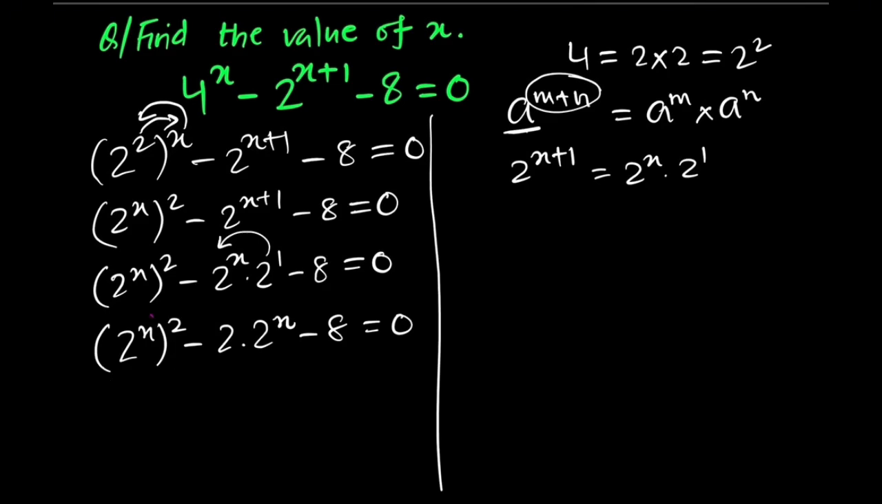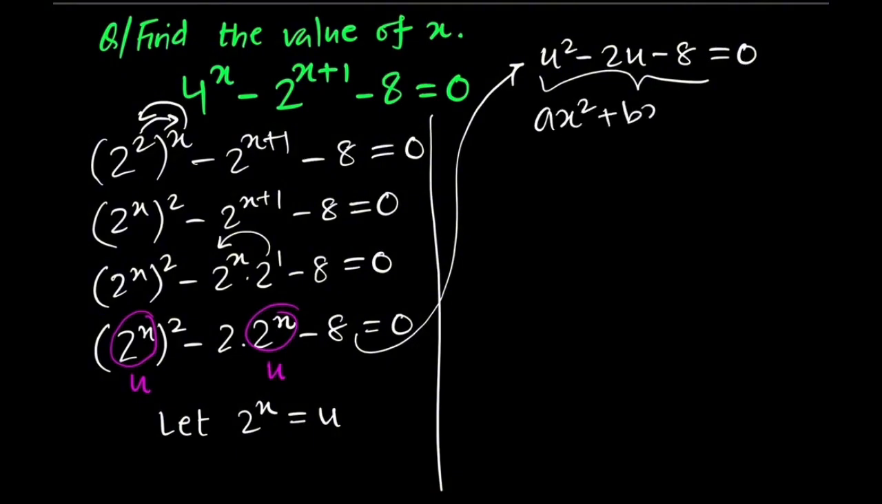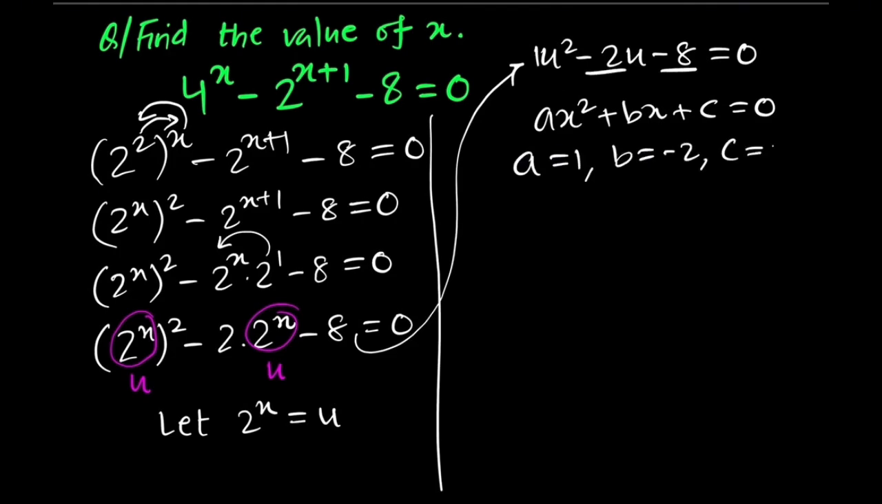Now what I want to do is substitute this 2 raised to x equals u. So let 2 raised to x equal u. Let me clean this part. So now this scary equation turns into u squared minus 2u minus 8 equals 0, which is a simple quadratic equation in the form ax squared plus bx plus c equals 0, where a is equal to 1, b is equal to negative 2, and c is equal to negative 8.